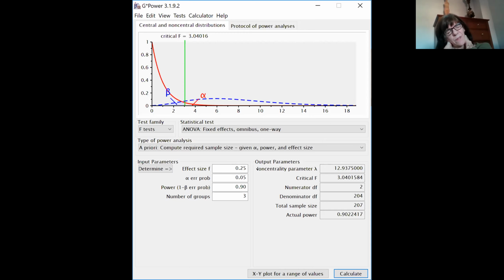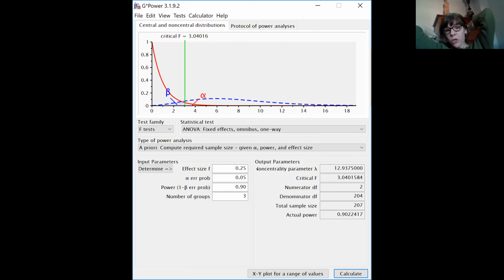Is 207 divisible by 3? Yeah, I think. Whatever. It's a lot of people in each group. I'm sorry, I'm spacing out my basic numbers, but 60 something per group. So you need a lot of people to be in that.